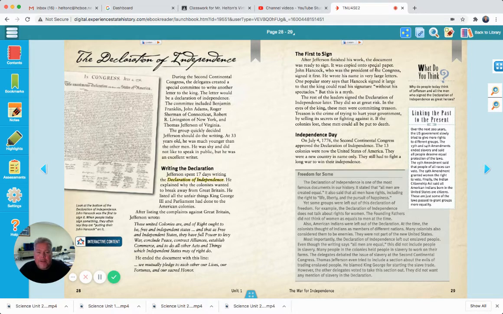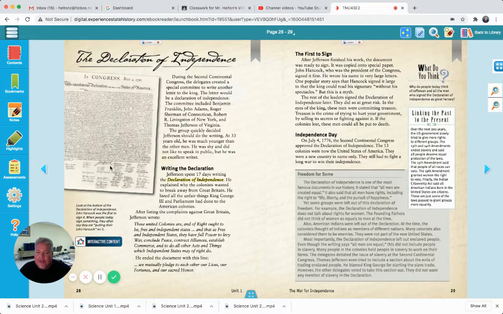It was copied on the special paper. John Hancock, who was the president of the Congress, signed it first. He wrote his name in very large letters. If you can look at this copy of it here, and that big name right there, if you can see it in your book, it's John Hancock. He wrote it big so the king would be sure to know that he didn't like the king.